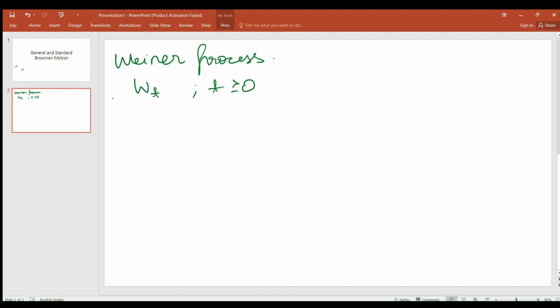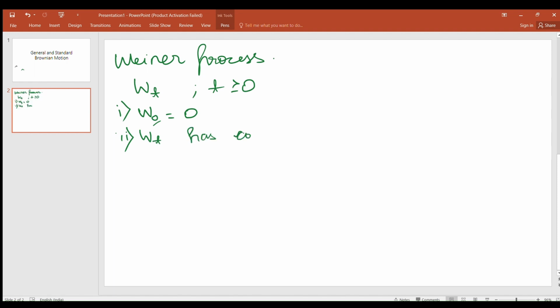So the first property of the Wiener process is that W of 0 is equal to 0. That is, at time 0 the value of the process is always 0. The value always starts with 0. Next property: W_t, that is the value of the process at time t, has continuous sample paths.